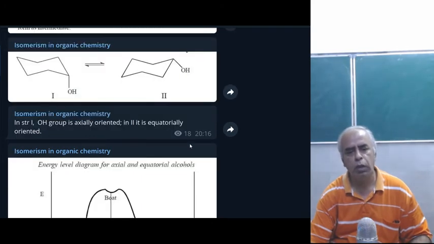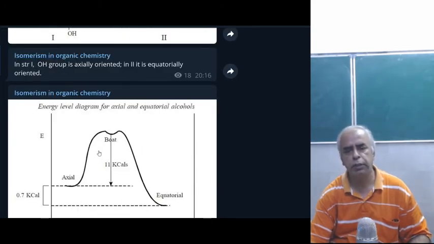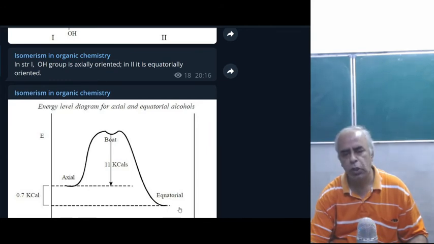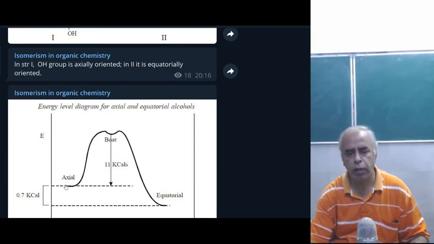When you look at the energy level diagram, you can compare these two. For example, the one present axially has a higher energy level. The one present equatorially occupies the lower energy level. So the lower the energy, the higher the stability. Here you can see the boat form occupies a very high energy level, so it is less stable. Are you able to understand? Now you have the axial orientation, this is the boat orientation, and this is the equatorial orientation. Among these, which is more stable? Equatorial orientation will be more stable.